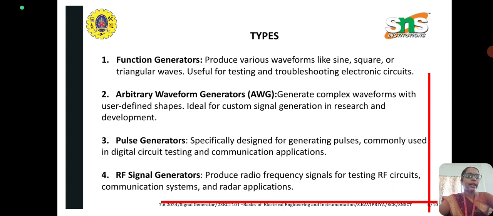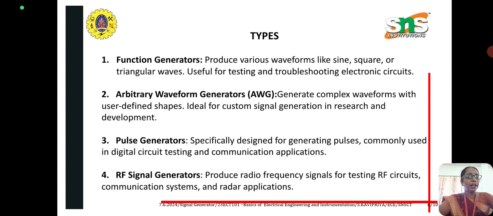And next is types of signal generator. So the function generator, the topic we have discussed previously, is a type of signal generator. The function generator produces waveforms like sine, square or triangular waves. It is used for testing and troubleshooting electronic circuits. And next one is an arbitrary waveform generator. It generates complex waveforms with user defined shapes. It is ideal for custom signal generation in research and development.